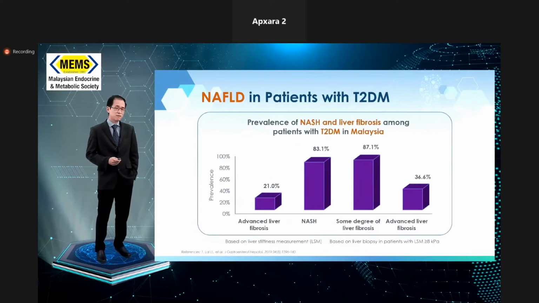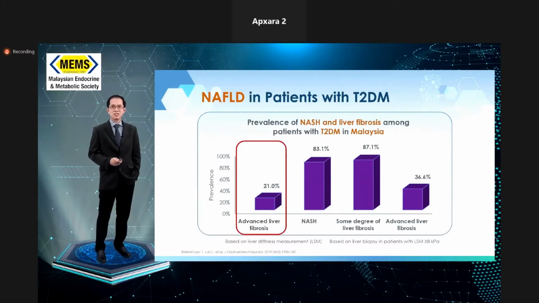Not only is Mafauzy highly prevalent among patients with type 2 diabetes mellitus, patients with type 2 diabetes mellitus are also more likely to have more severe Mafauzy. In the same study, you can see the prevalence of advanced liver fibrosis diagnosed by liver stiffness measurement was over 20% among patients with type 2 diabetes mellitus.